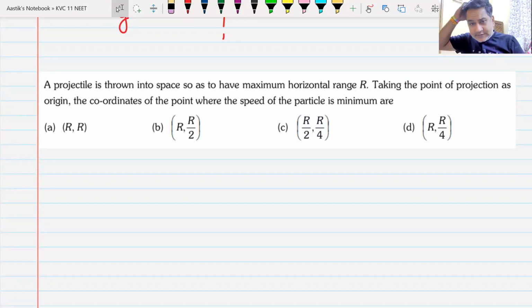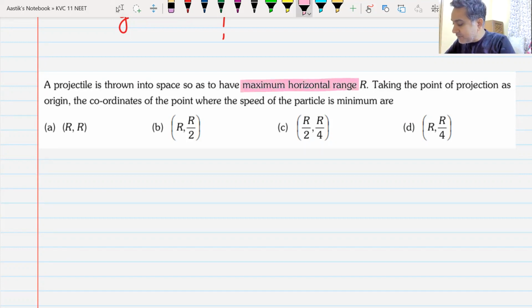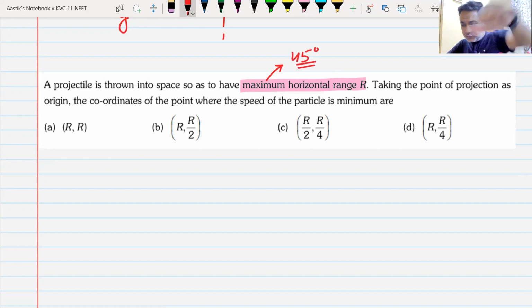Yes, my dear friend, any answers for this one? It is maximum range, yes or no? When does maximum range happen? When the angle is 45 degrees, yes or no?